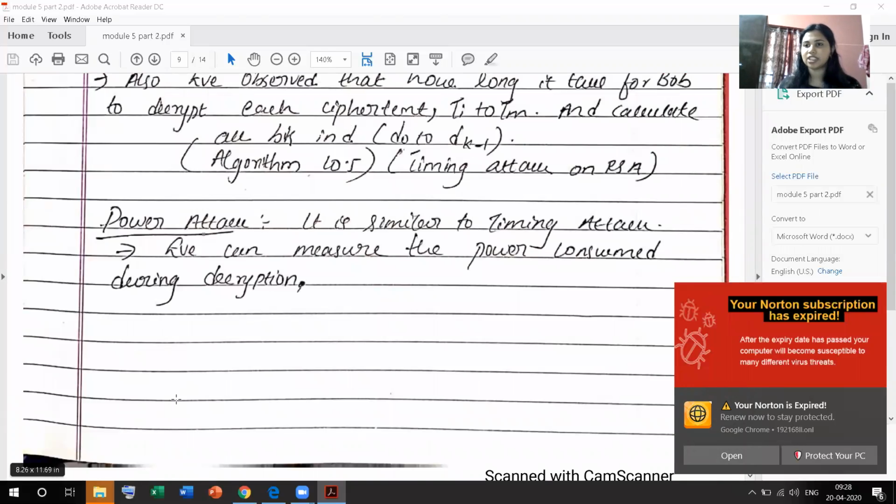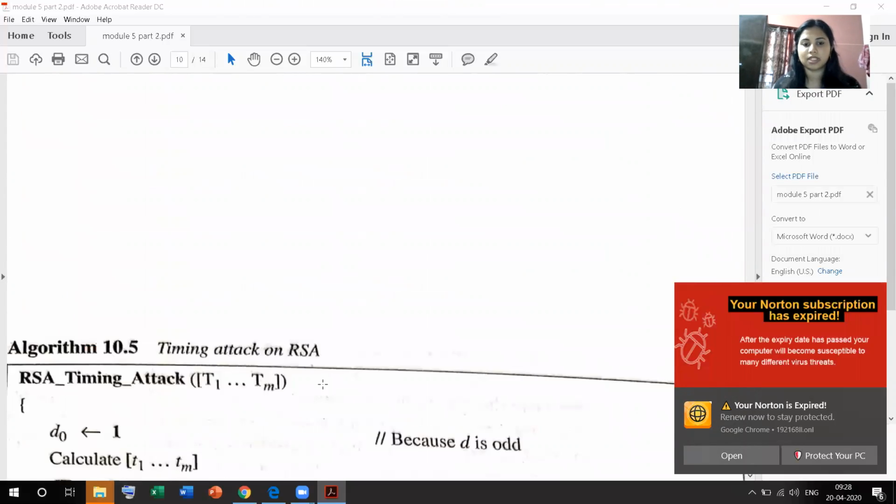A power attack is the same as the timing attack. Here we measure the power used to decrypt the ciphertext and obtain the plaintext by using this equation.